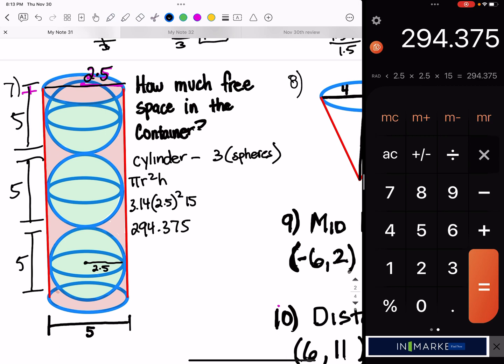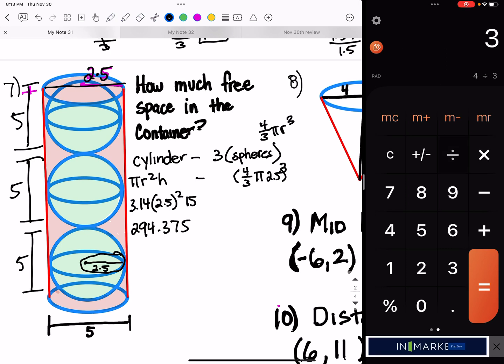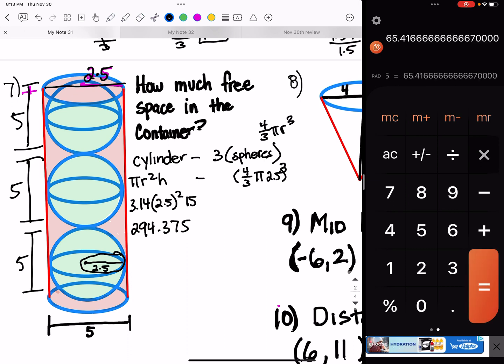All right, but we need the empty space because the spheres take up space. So we just have to think of a sphere. A sphere is that stupid fraction, 4/3 pi r cubed. The radius of the sphere is 2.5, half the 5, to the third power. So we start with 4 divided by 3 equals 1.3 times pi, 3.14, times 2.5 times 2.5 times 2.5, because for spheres we have to do the third power, equals 65.42.